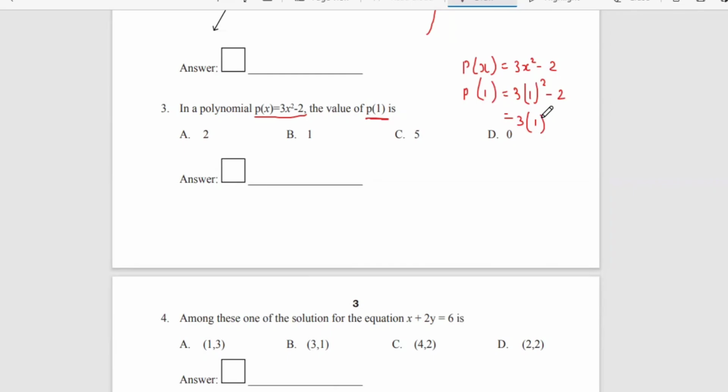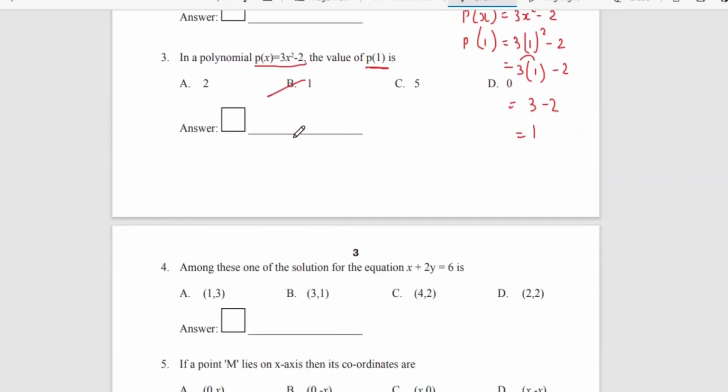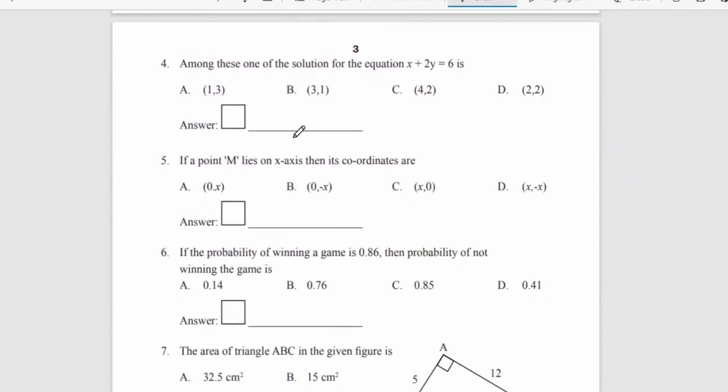So we'll get the value as 1 itself, and this minus 2 as it is. So 3 ones are 3, minus 2. 3 minus 2 will give the value as what? 1. So our correct option is B. That is, the answer is 1. Hope you are clear with the solution. Moving to the next one.